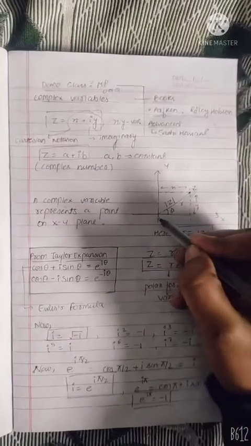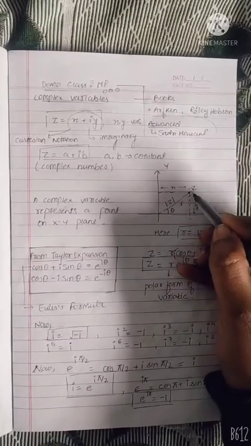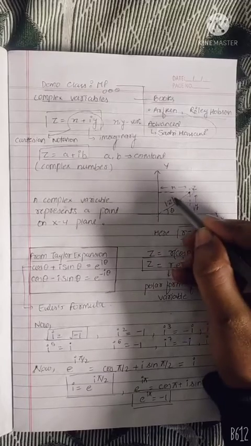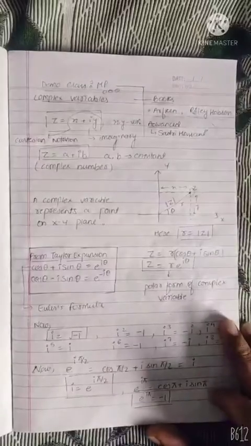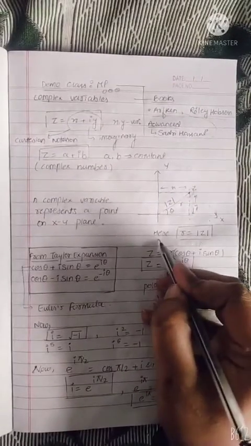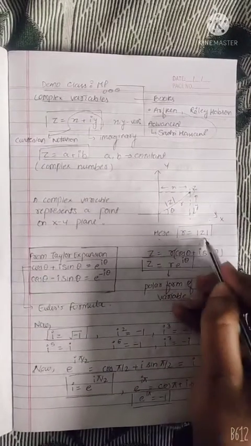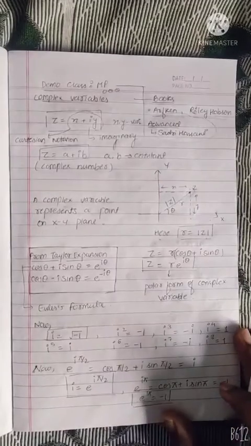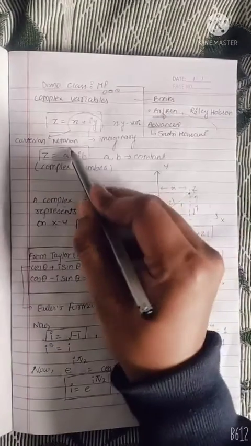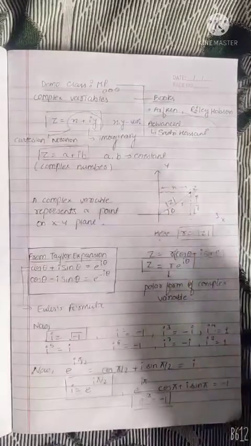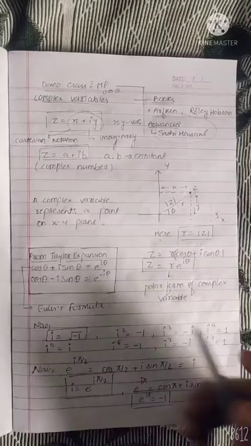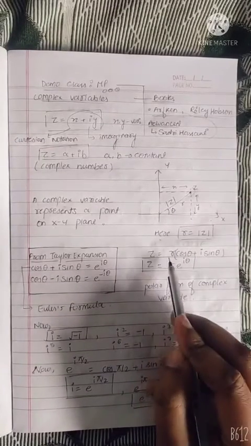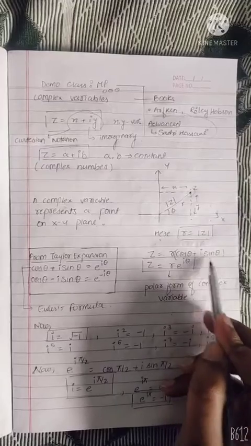The distance between the origin and this z is denoted by modulus of z, and the angle it creates is theta. As I mentioned, here r is equal to modulus of z. So that is the Cartesian notation that we mentioned. Now we move forward from Cartesian notation to the polar form. So we write z is equal to r times cos theta plus i sin theta.